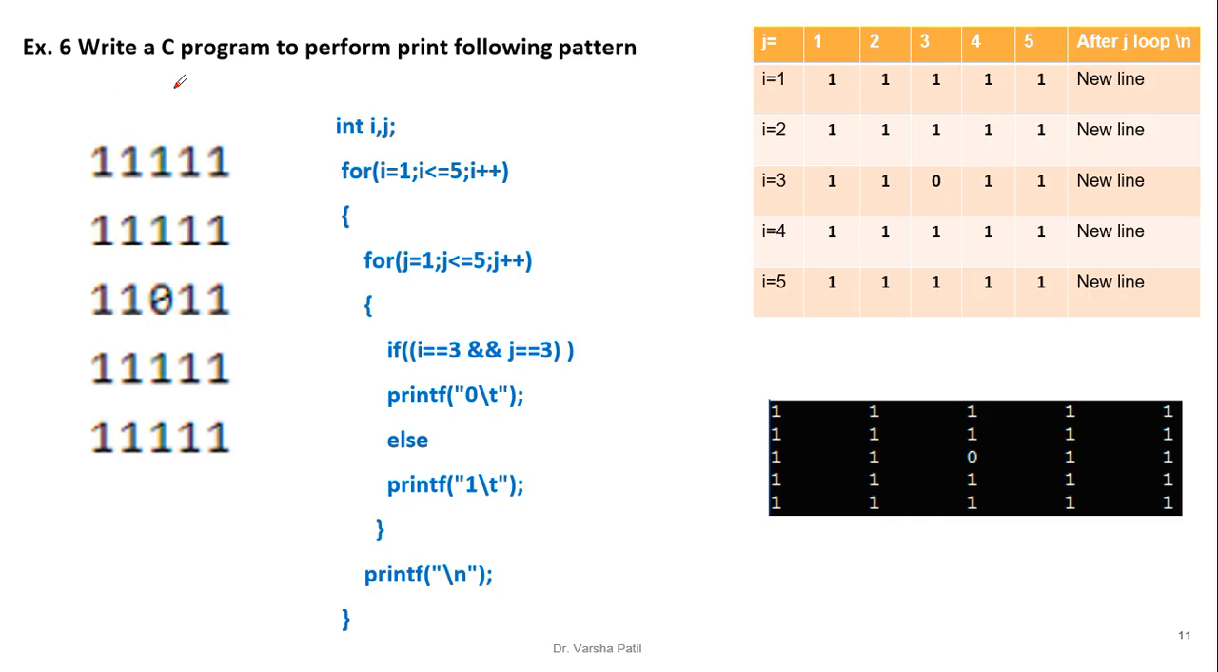Next, write a C program to perform the following pattern. Now in this pattern, you can see that only one 0 is there, when i is 3 and j is 3. Here OR is not used, because if I use OR, then when i is 3, for any value of j it will take the value. Both conditions must be satisfied. Therefore, if i equal to 3 and j equal to 3, print 0, otherwise print 1.